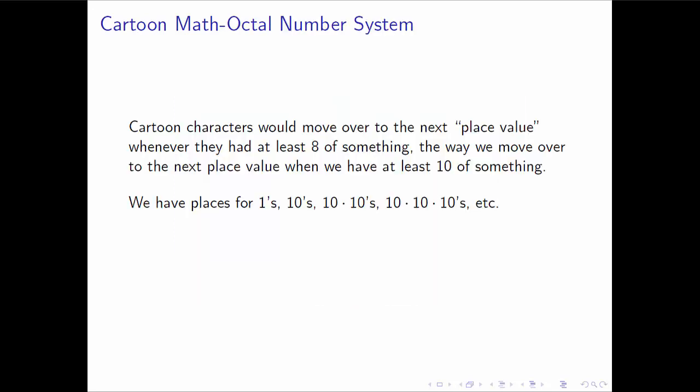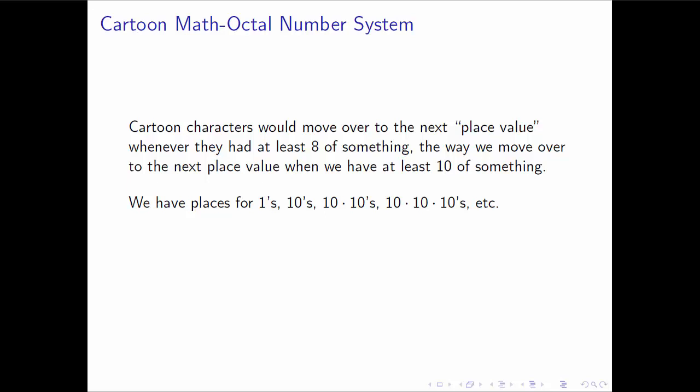A base 8 number system, sometimes called an octal number system, would put all of the importance on the number 8 and in grouping things in 8s and powers of 8s as opposed to 10s and powers of 10s, the way that we do things.